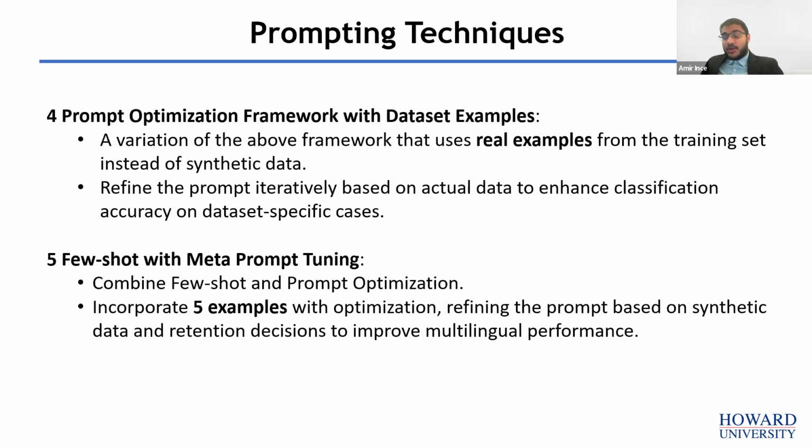Our fourth method was a modification of the prompt optimization framework. So remember, it generates English-based synthetic examples. Instead of having it generate those examples, we actually fed it real examples from the training set, and one prompt was created for each language pair. Our fifth and final technique was few-shot prompting with metaprompt. This method combines methods 2 and 3, incorporating 5 initial examples into the base prompt and then using the prompt optimization framework to refine the prompts. So synthetic, English-based examples were used to refine the prompt for this method.